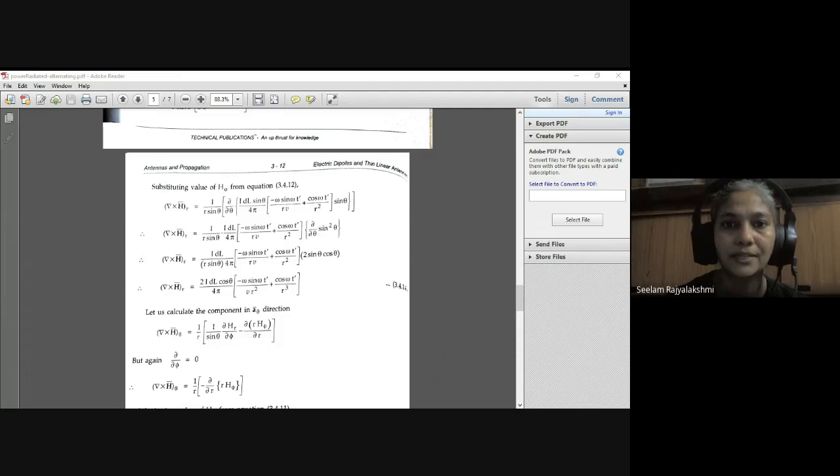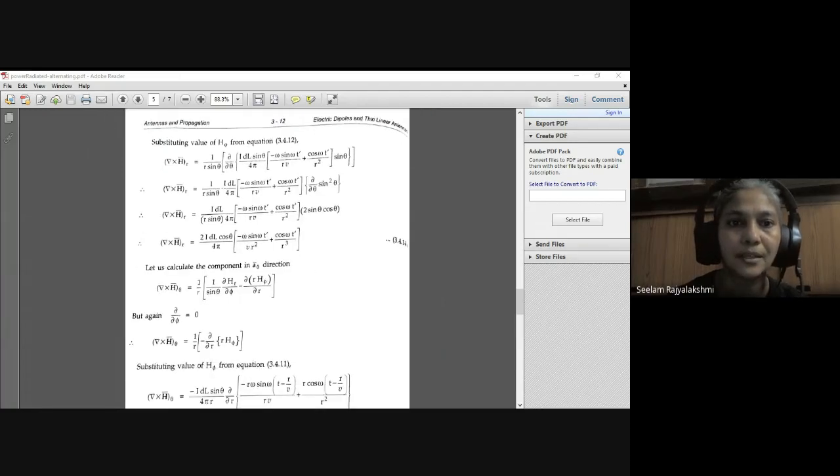The derivative of sin square theta with respect to theta gives 2 sin theta cos theta. So del cross H in the r direction is equal to 2 I dl cos theta by 4 pi, into minus omega sin omega t dash by r nu square plus cos omega t dash by r cube. By taking r inside, sin theta and sin theta get cancelled. So this is equation number 14.